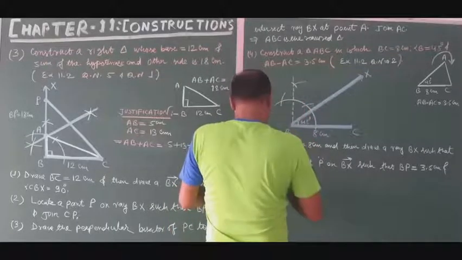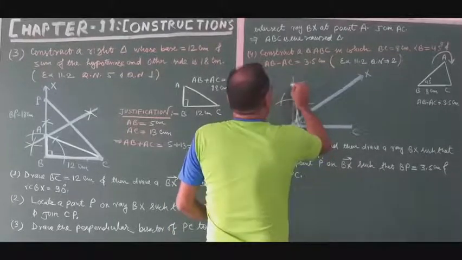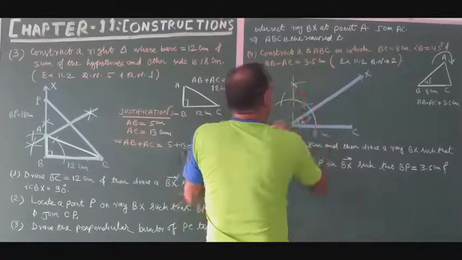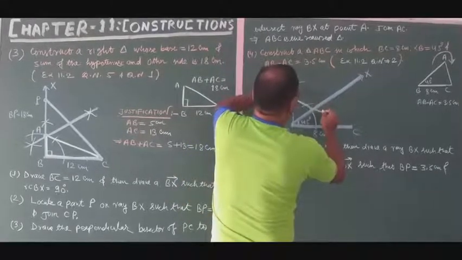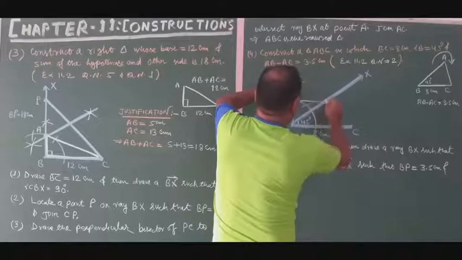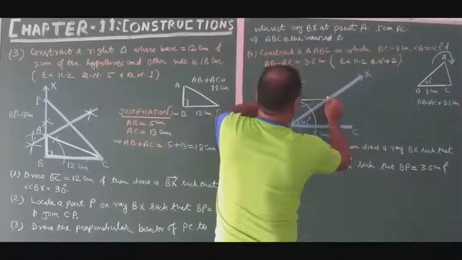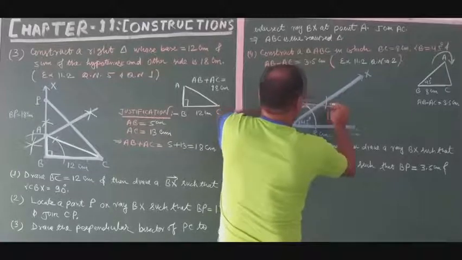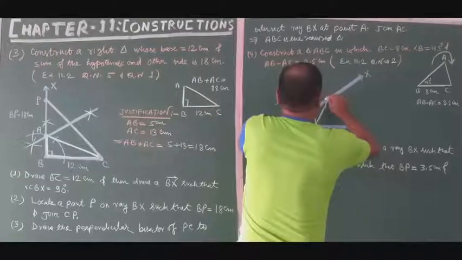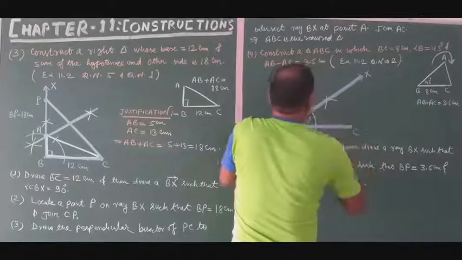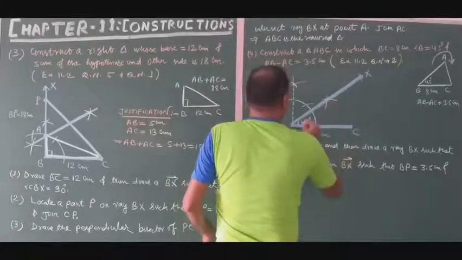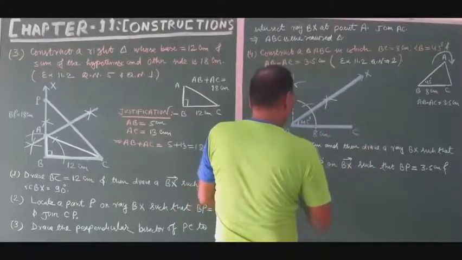This will be our 90-degree mark, and then we will do the bisector of this, and this will intersect in this way. So this is the 45-degree angle. Is it okay?